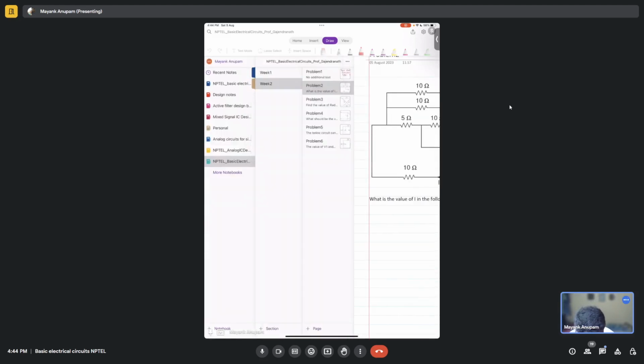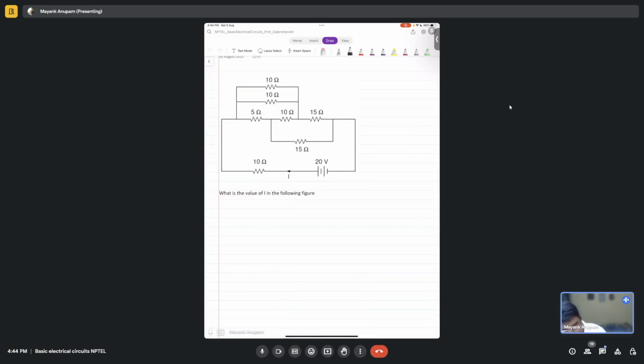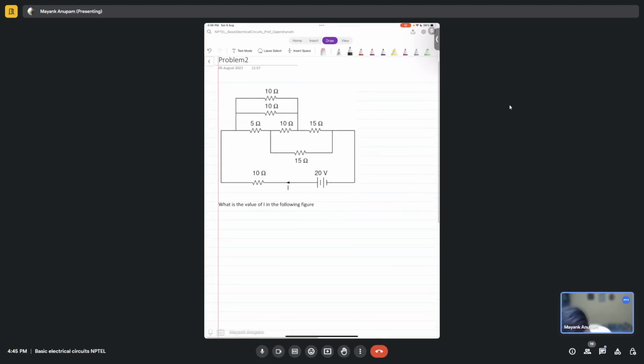Before that, okay, so let's take this only. Tell me, what should I do here? I need to find out the value of I. Okay, so what should I do here? Parallel and series conditions. So 10 volts parallel, okay, 10 ohms are in parallel. Okay, fine. So let's start reducing it.